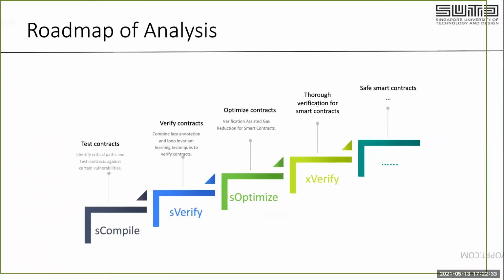The roadmap for the analysis is like this. First, we try to test the smart contracts with hyper symbolic execution. Then we combine the techniques of lazy annotation and loop invariant learning to verify smart contracts, and further to optimize the gas of the smart contracts with the verification assistant. Also, there is a lot of other work planned for more secure and efficient smart contracts. I will explain these works through examples.